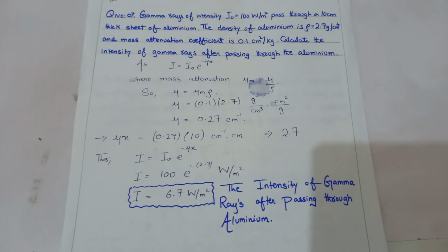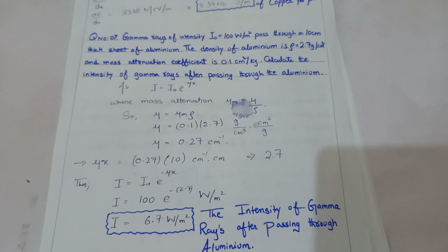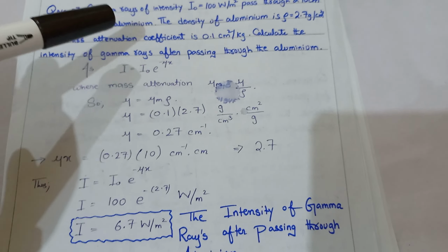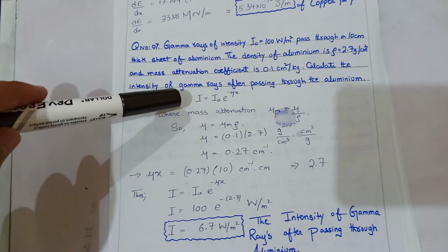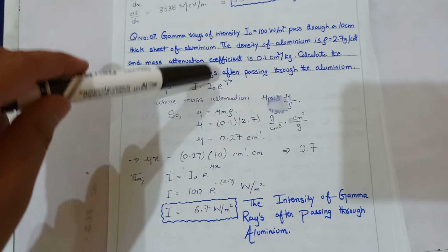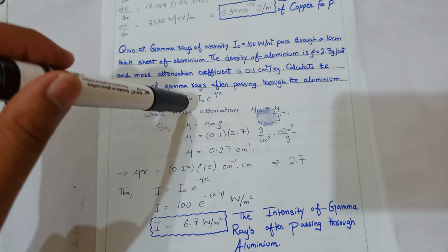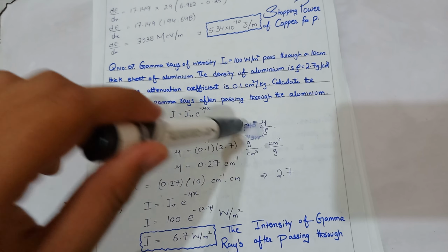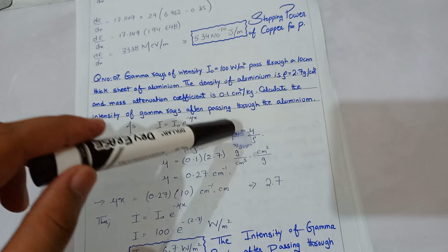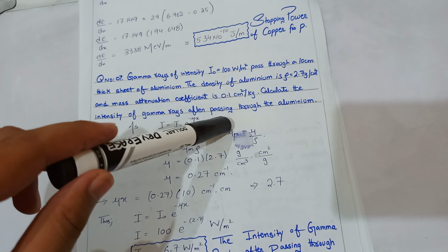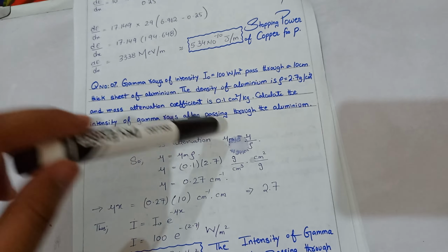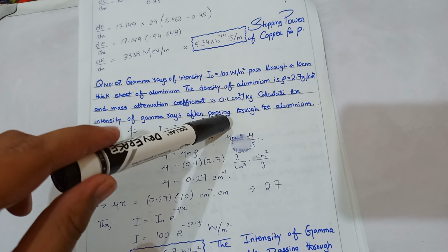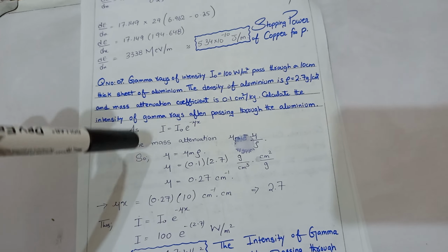Basically, as we already know, there is an expression I equals I naught e raised to the power minus mu x, where I is the intensity, and the mass attenuation coefficient is equal to mu by rho. But here mu is not given directly. Mass attenuation is given and density is given. So with the help of mass attenuation and density, we can find mu.